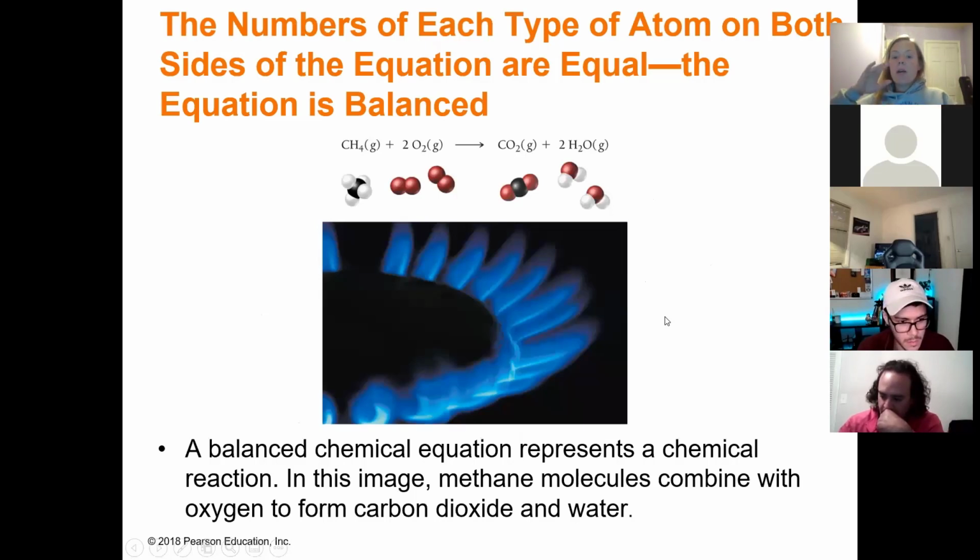A balanced chemical equation represents a chemical reaction. In this image, we have methane. So 1 methane molecule will combine with 2 oxygen diatomics to produce the 1 CO2 and the 2 waters.